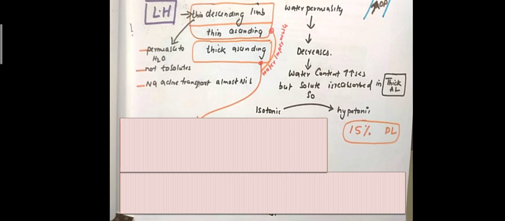Then the loop of Henle. The thin descending limb is permeable to water and not to solute, but the thin ascending and thick ascending limbs are water impermeable. So water permeability decreases going down and water content increases, but solute is reabsorbed in the thick ascending limb. So what happens? Isotonic condition changes to hypotonic, and 15% of water is reabsorbed in the distal descending loop of Henle.